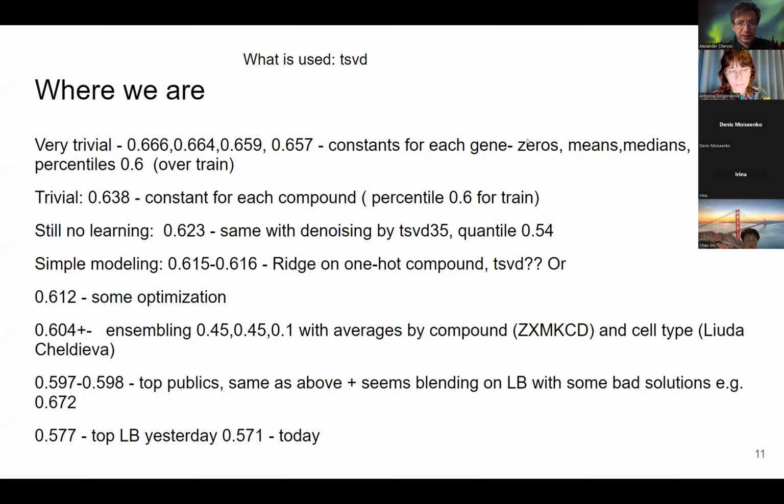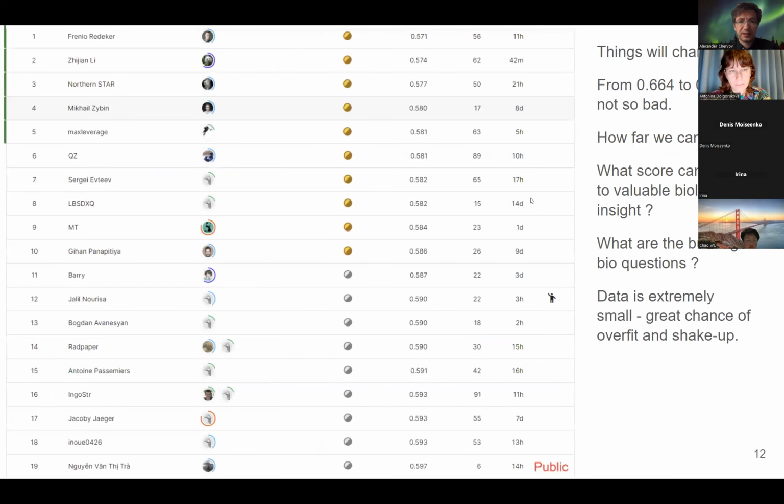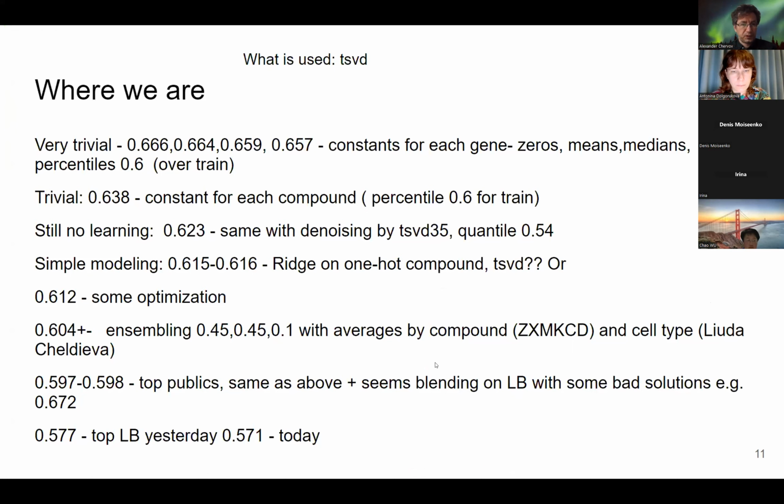So maybe the next slide is the leaderboard. You see that the top result, which appeared today, is something like 0.571. Yesterday this result was top. And here we have the best public notebook. It's like this. Just to give you some impression of what's going on, and to understand whether it's good or not, we need to compare with some kind of trivial baseline.